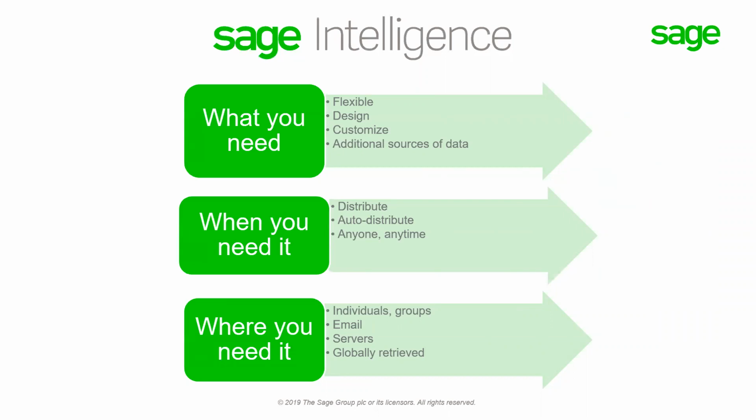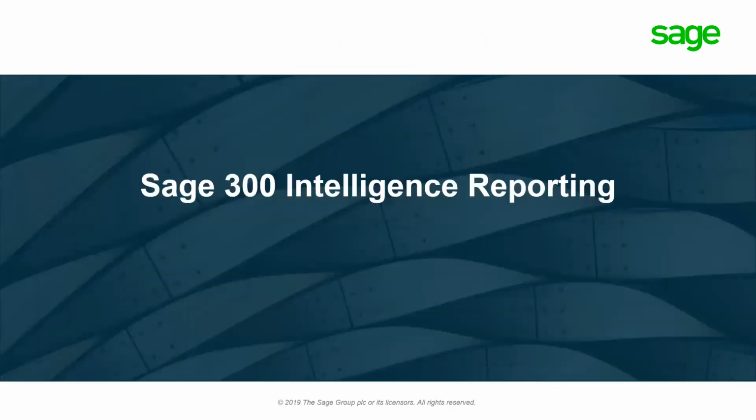Now, we've heard a lot about business intelligence. It's really a long used buzzword, but business intelligence in its simplest form is really pulling together information and making it meaningful to the user. And that is what Sage Intelligence strives for. So let's take a look at Sage 300 intelligence reporting.